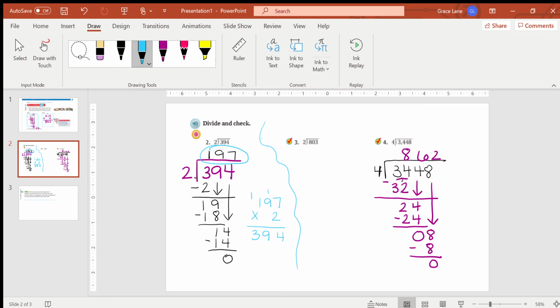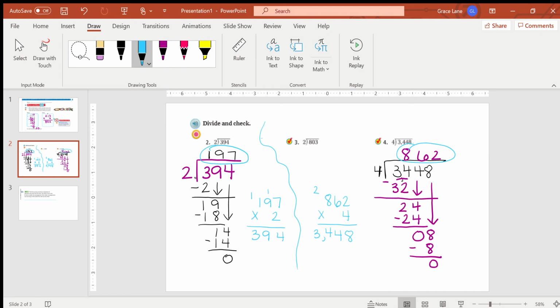So now double check that that's correct. I'm going to go to it on this side and multiply 862 times 4. 4 times 2 is 8. 6 times 4 is 24, so put the 4 down here, carry the 2. 8 times 4 is 32, plus 2 more is 34. I got 3,448, which matches the original problem. So 862 must be correct.